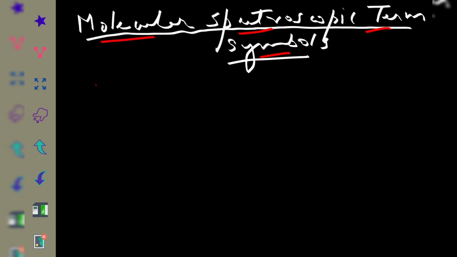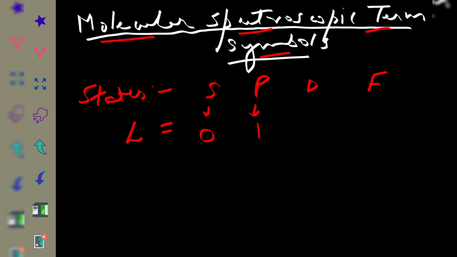As we all know, there are various states, like S, P, D and F states, and correspondingly we have the capital L value, that is the total angular momentum. For the S state it is 0, for P it is 1, for D it is 2, and for F it is 3. Now this was for the atomic term symbol, but when we come to a molecular spectroscopic term symbol, we do not use these states.